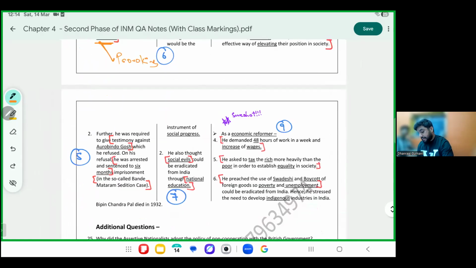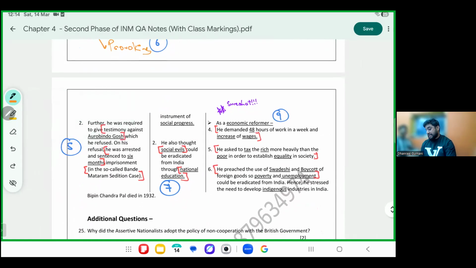This was a very important example of true nationalism. He was asked to testify against Aurobindo Ghosh. Well, you become witness, we will let you go free. He refused to testify against Aurobindo Ghosh. As a result, he was arrested and imprisoned for 6 months in the Vande Mataram sedition case.